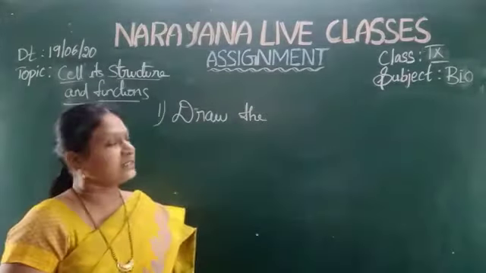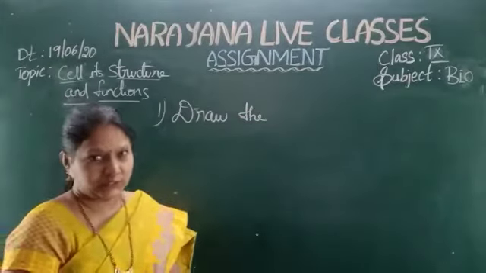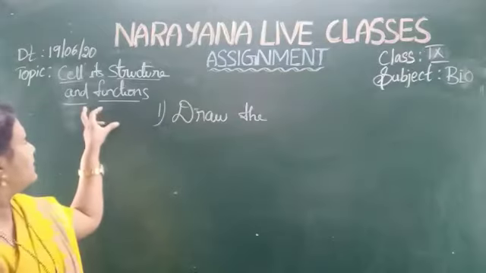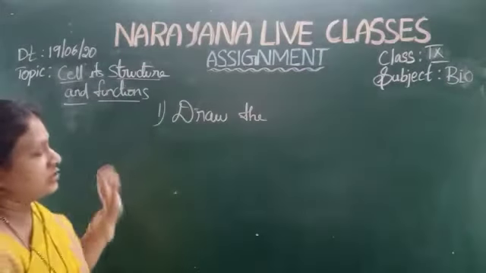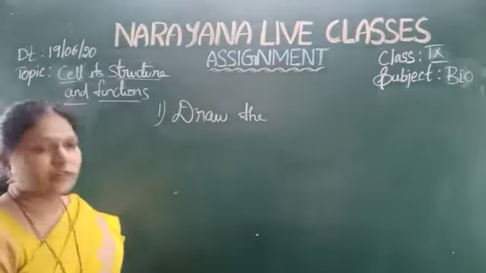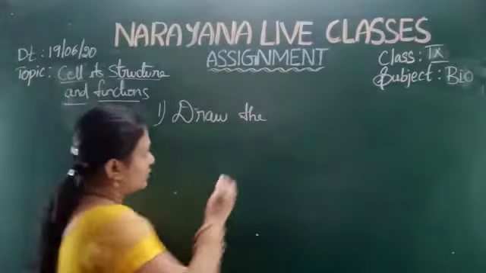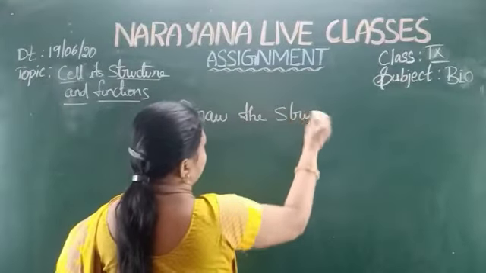So today we will discuss the 9th class 19th dated assignment. Our topic is the cell, its structure and functions. In this assignment we have 3 questions, so we will discuss them one by one. The first question: draw the structure of mitochondria.